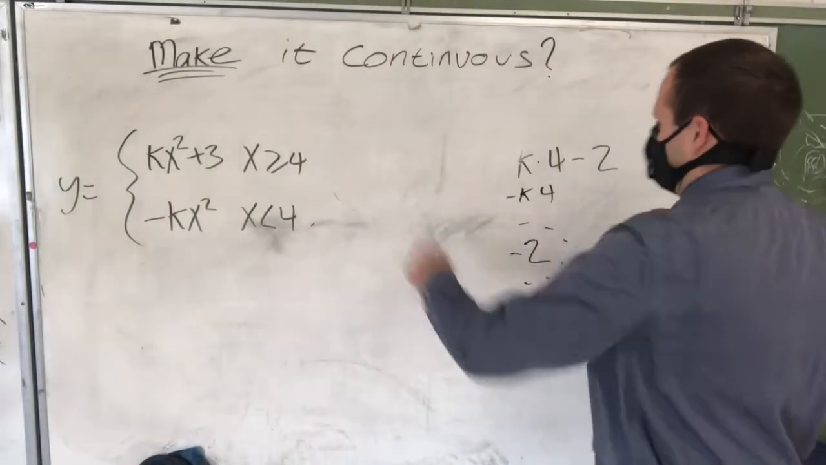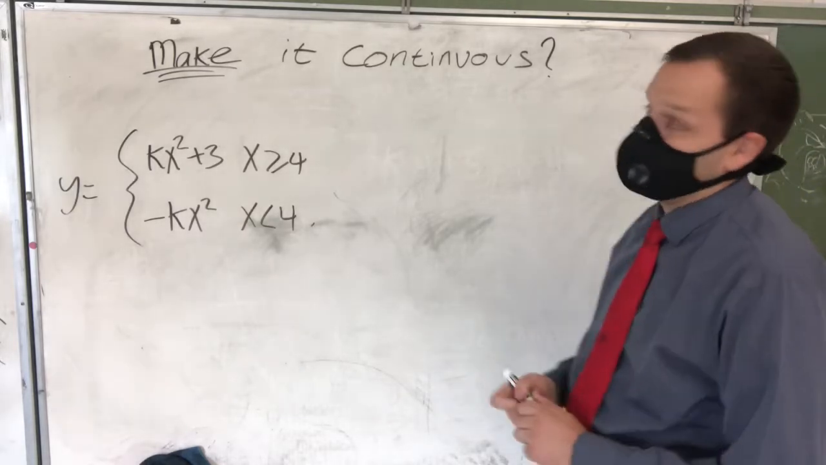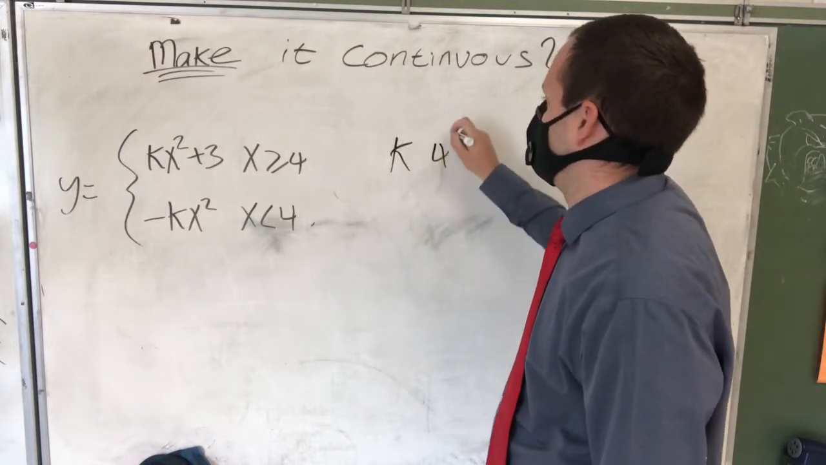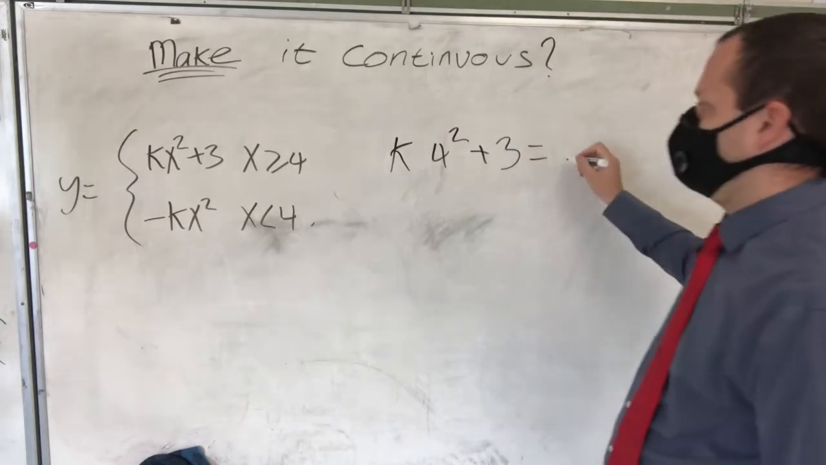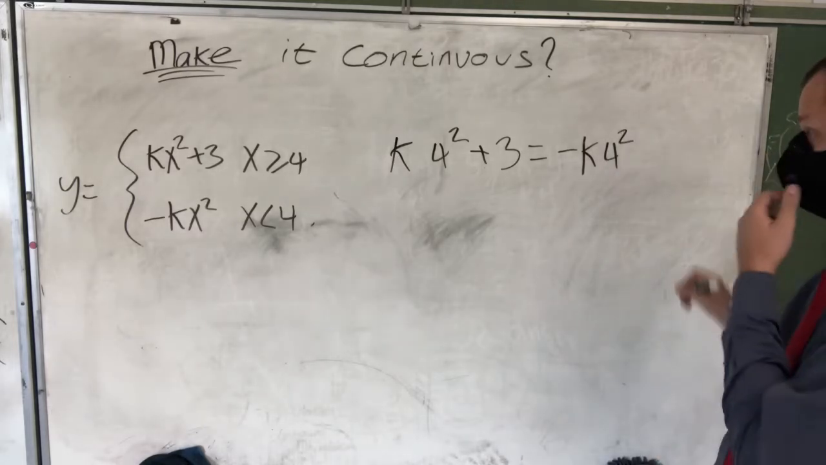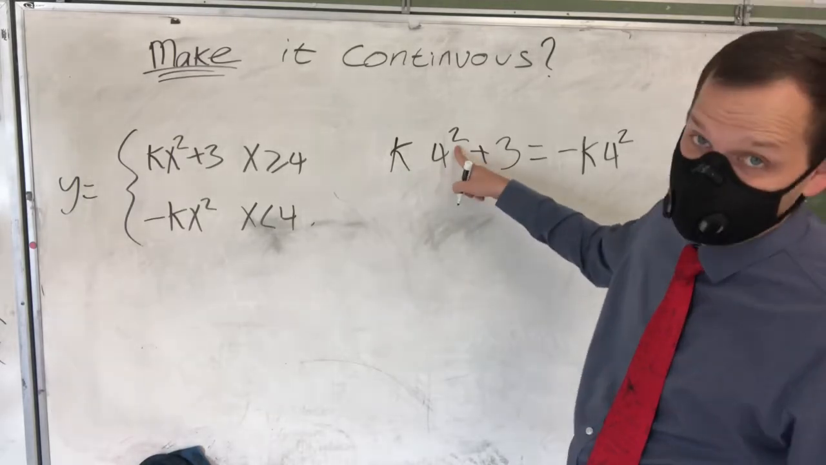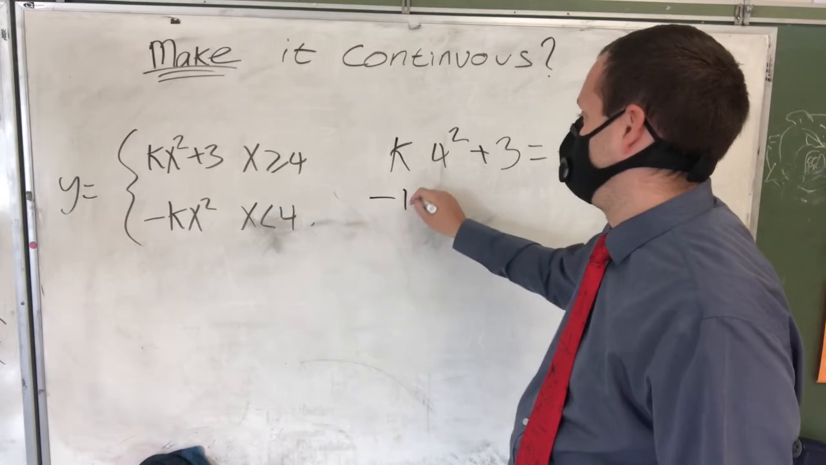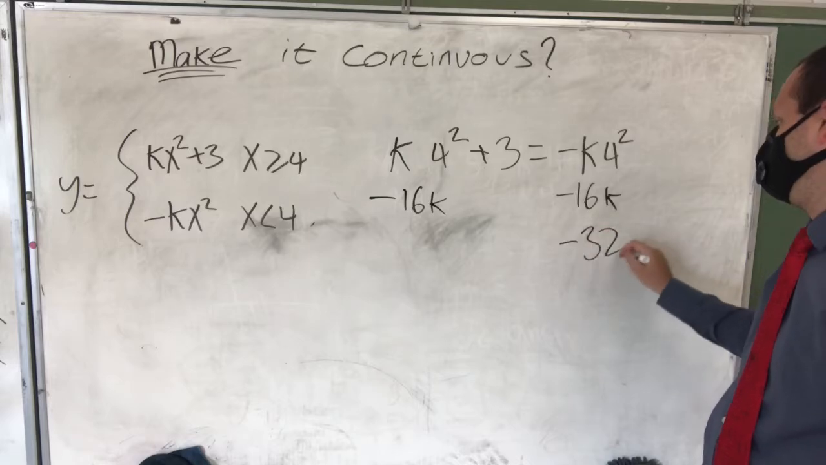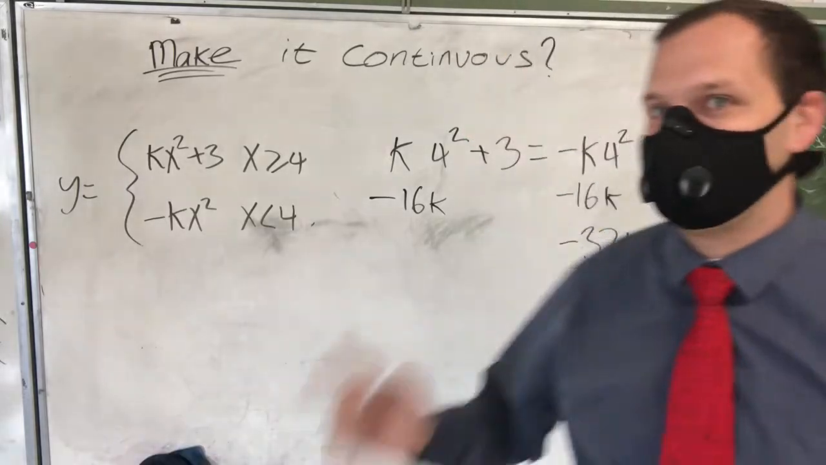All right, this one's your turn. Give this one a try. Can you make it continuous? Pause the video if you need to. Here's the answer. Again, pause the video if you need to. We've got k times 4 squared plus 3 equals negative k times 4 squared. All right? Well, we want to get this k times 4 squared, which is 16k, over to this side, so I have minus 16k, minus 16k. Ooh, that gives me negative 32k. Because that's 4 squared as well. So negative 16 minus 16 is negative 32.